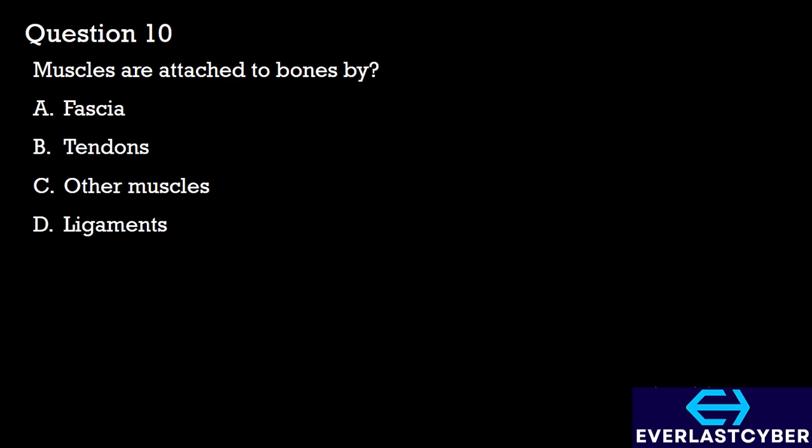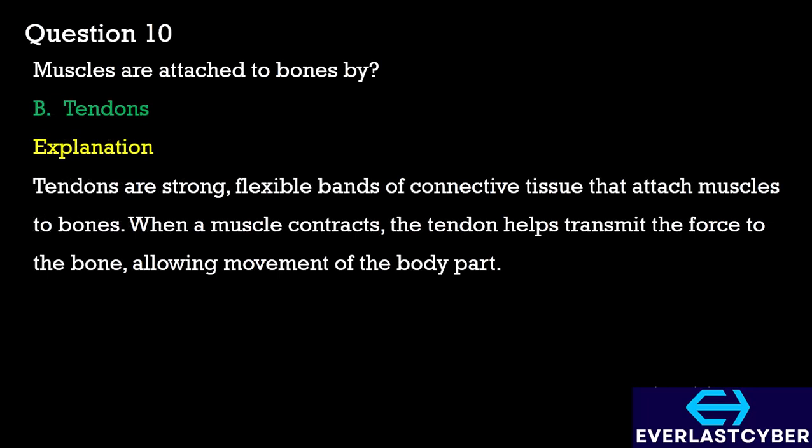body parts. Muscles are not directly attached to other muscles for the purpose of movement. However, the muscles work in pairs or groups to allow movement. Ligaments are connective tissues that attach bones to other bones at joints, providing stability, but they do not attach muscles to bones. So our answer here is option B.